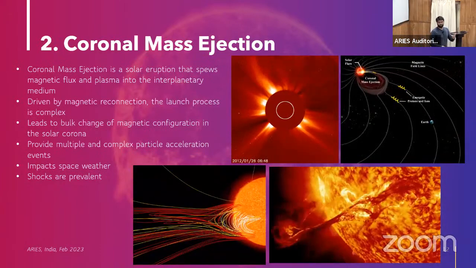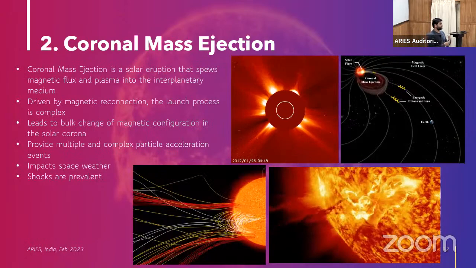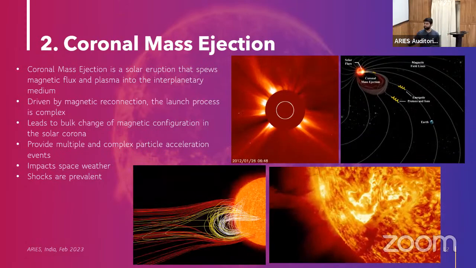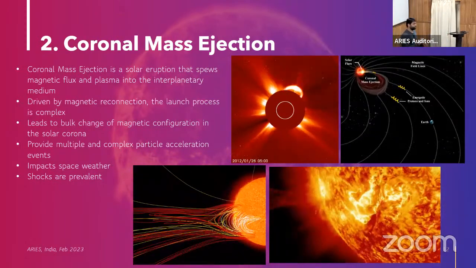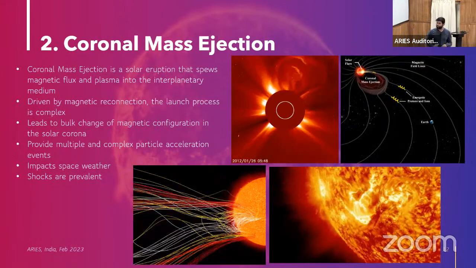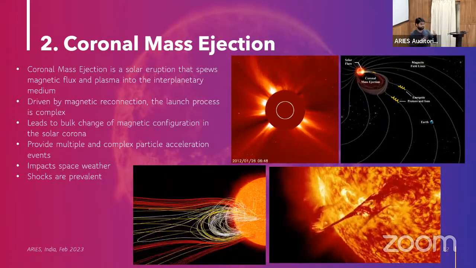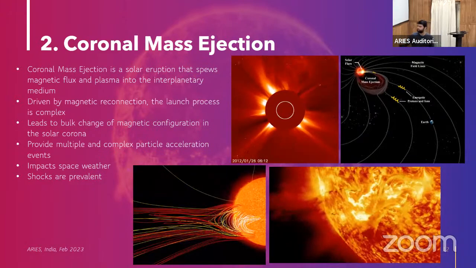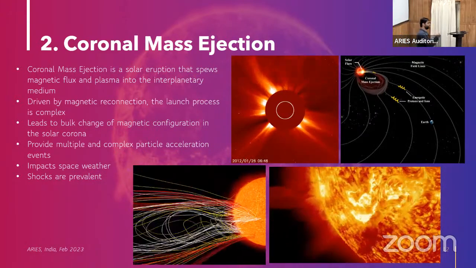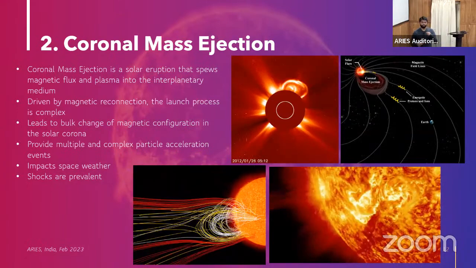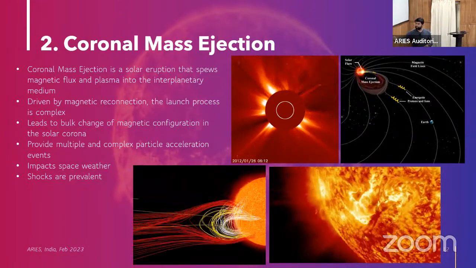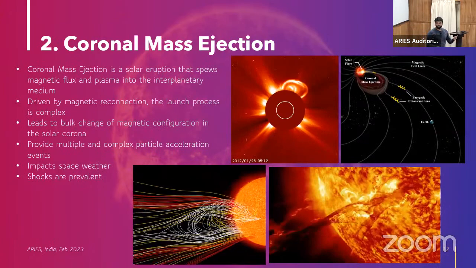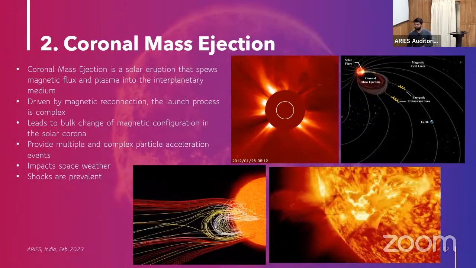Coronal mass ejection, on the other hand, is much more dynamic. That means there's a large bulk change of magnetic field taking place. In this process, much of this magnetic flux is thrown out of the star and goes into the planetary medium. This leads to a bulk change in the magnetic configuration, which provides very complex sites for particle acceleration to take place. The entire process is quite complex in the magnetic region, and of course it impacts the space weather as the magnetic flux travels outwards.